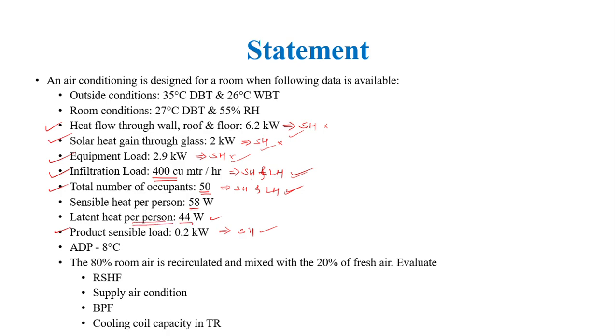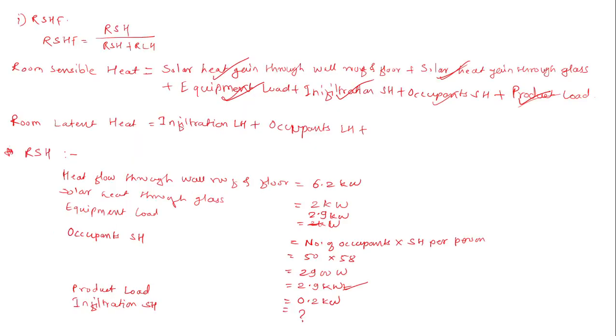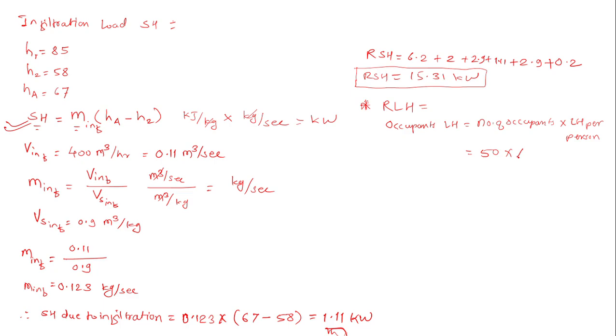This is nothing but 44 watt. Write down 44. 50 into 44. Find this answer, which will be in watt, and convert it to kilowatt. 50 into 44 is 2200 watt, which is 2.2 kilowatt. So this is the occupant latent heat.